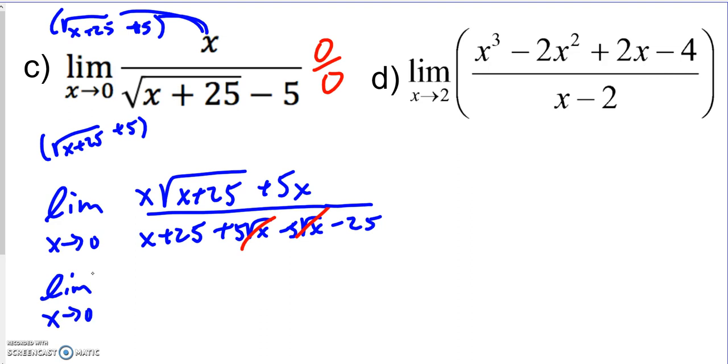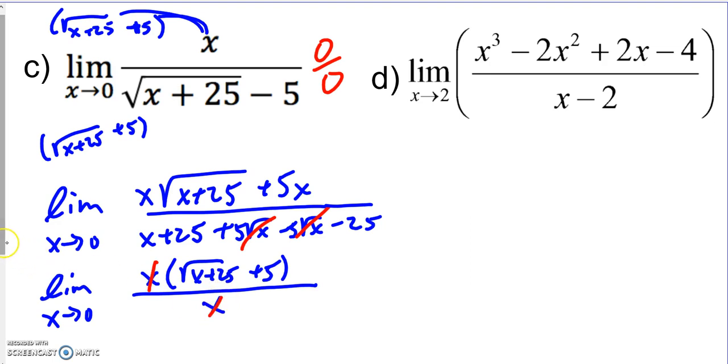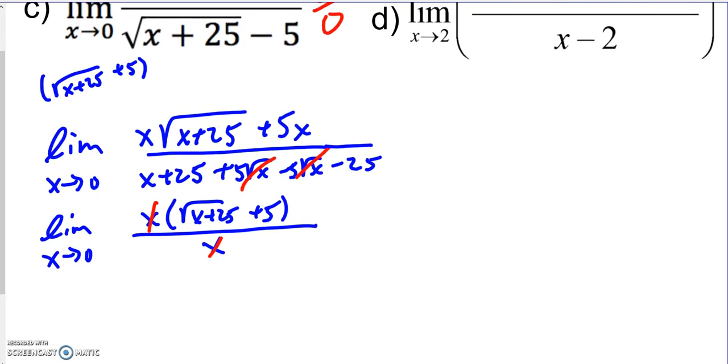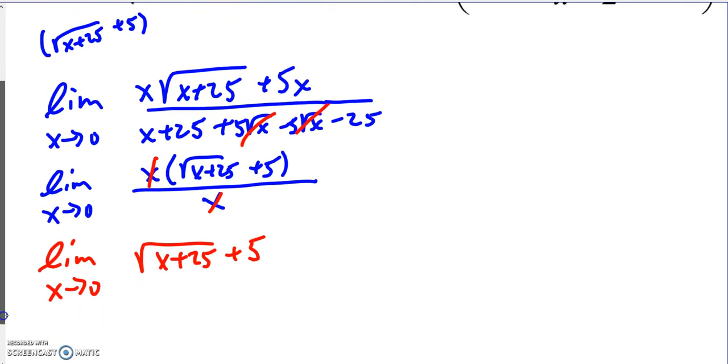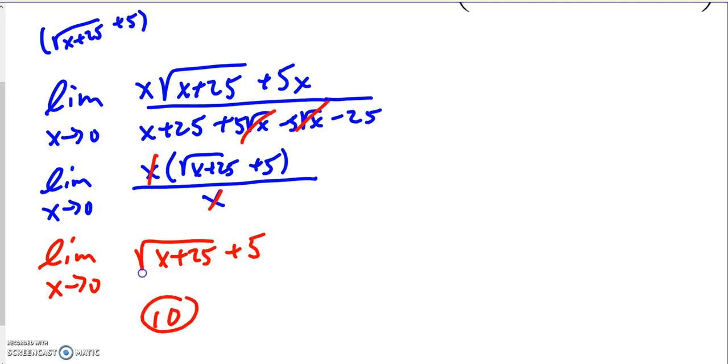So again, I'm going to just simplify here just a little bit. And in this case, I'll have x in the denominator because 25 minus 25 is 0. And what I recognize here is maybe I shouldn't have distributed so quickly. So if I just take that x back out, you can see here that then cancels. And then we have the limit as x approaches 0 of square root of x plus 25 plus 5. And now I can do direct substitution, plugging 0 in there, and I would get square root of 25 plus 5, which would give me 10.